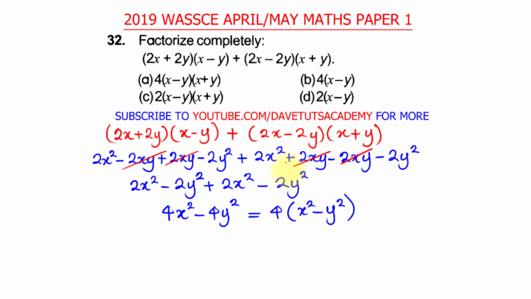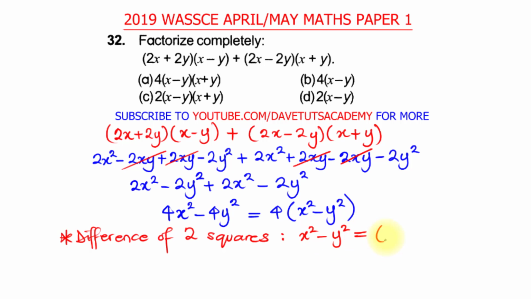We don't have 4 into x squared minus y squared in any of the options, but there is a beautiful concept called the difference of two squares. The difference of two squares will help us to solve this particular question, because it states that if we have x squared minus y squared, that is the same as x plus y multiplied by x minus y.